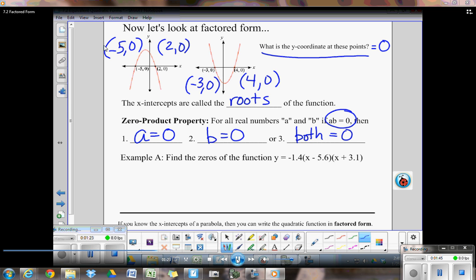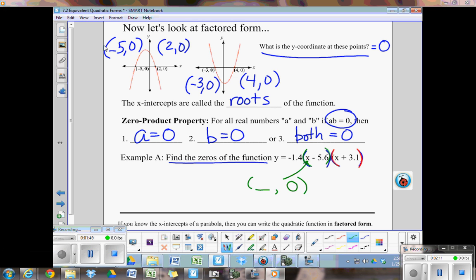For example, in example A, if you know that the parabola is of the form -1.4 times (x - 5.6) times (x + 3.1), we want to figure out what x value would make the green set of parentheses 0 and what x value would make the red set of parentheses equal to 0. Well, x - 5.6 would become 0 if x was 5.6. So we know that 5.6 is one of the zeros or roots of this parabola, and that it crosses the x-axis at 5.6.